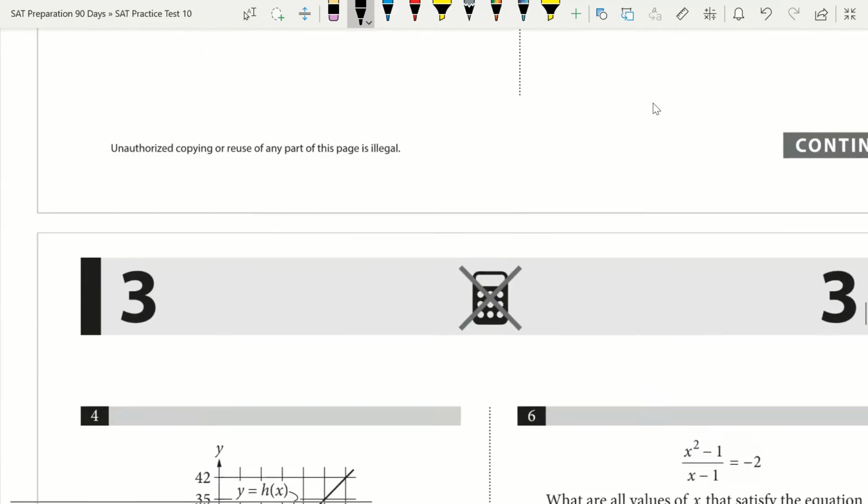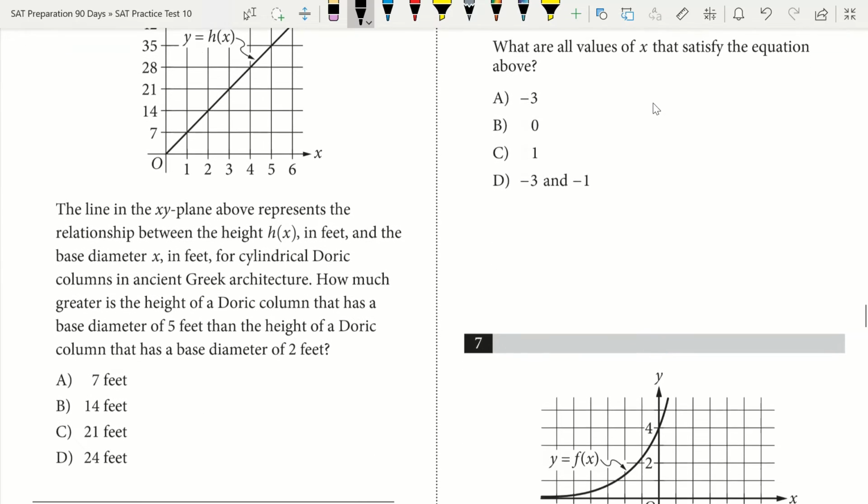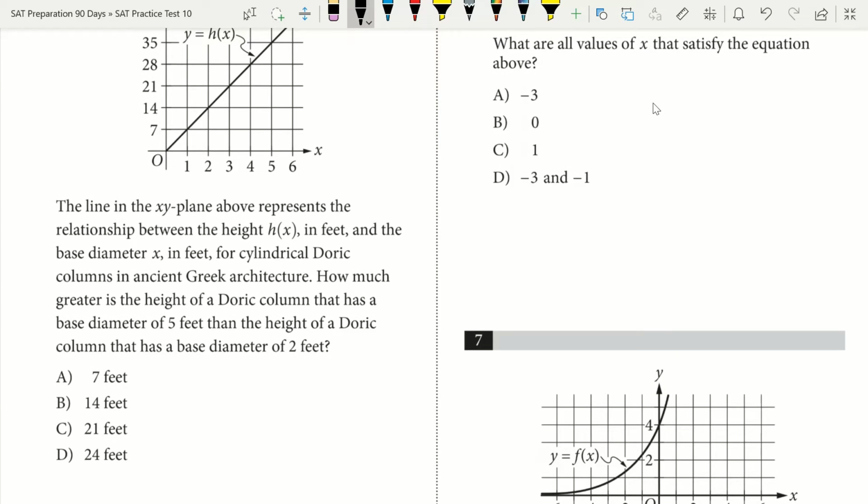All right, next up, number 4. The line in the xy plane above represents the relationship between the height h of x in feet and the base diameter x for cylindrical Doric columns in ancient Greek architecture. How much greater is the height of a Doric column that has a base diameter of 5 feet than the height of a Doric column that has a base diameter of 2 feet?